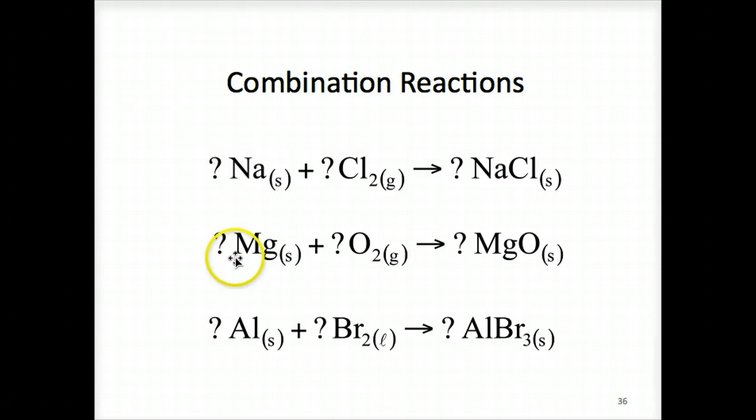This one's a little more complicated because I have 3 bromines over here and only 2 on this side. If I multiply this side by 2, that would give me 6 bromines on that side. And I could put a 3 here to give me 6 bromines on this side. I would then have 2 aluminums on this side and need a 2 for the aluminum on that side.